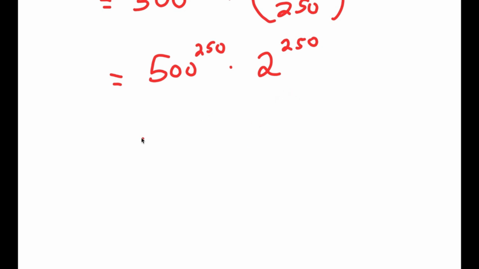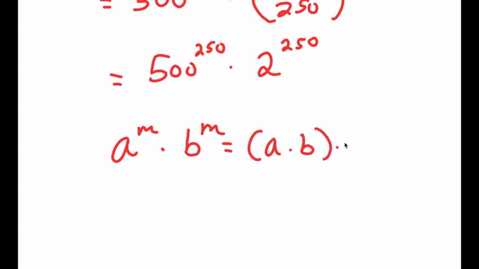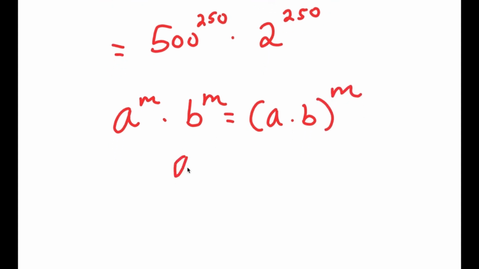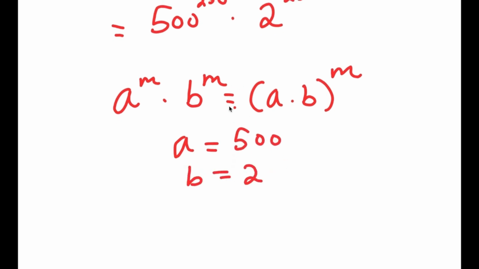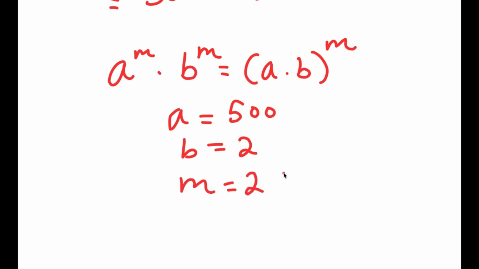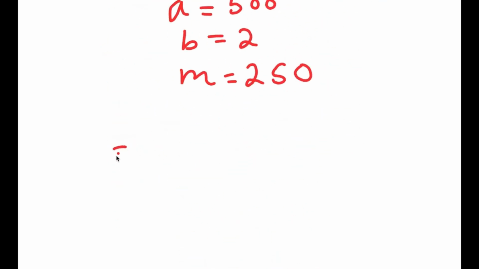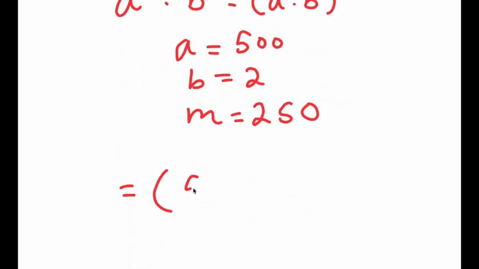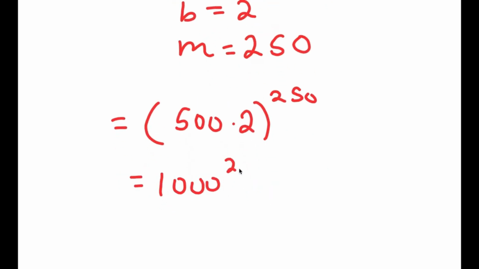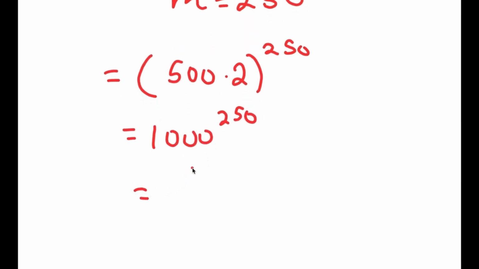And if I have something in the form a to the power of m times b to the power of m, this is equal to a times b to the power of m. So in this case, a is 500, b is 2, and of course, m is 250. So I get 500 times 2 to the power of 250, which is equal to 1000 to the power of 250. And this is the same thing as 10 to the power of 750.